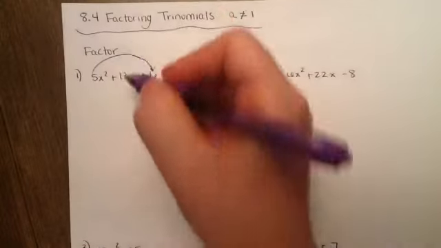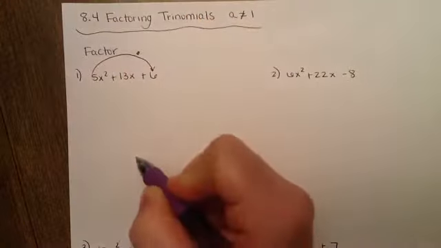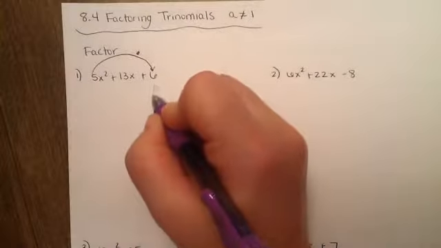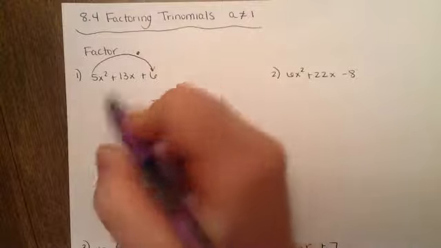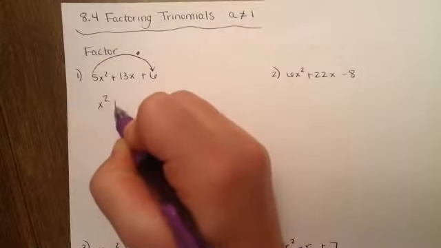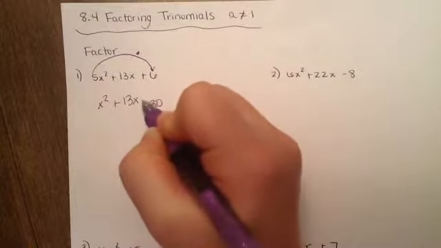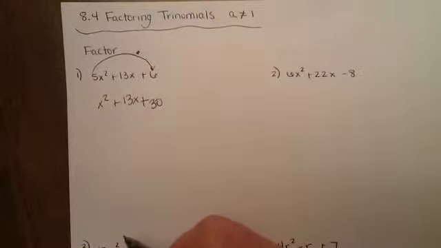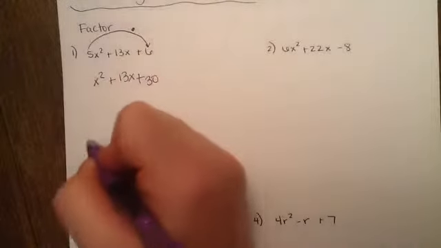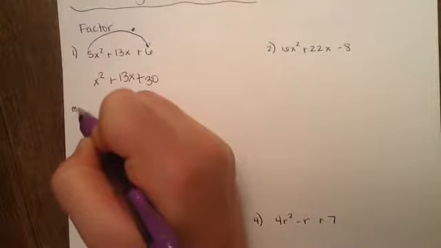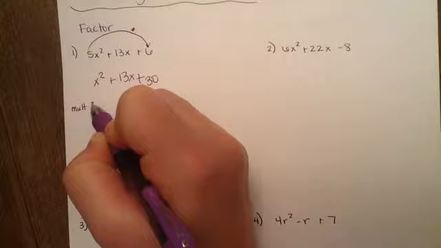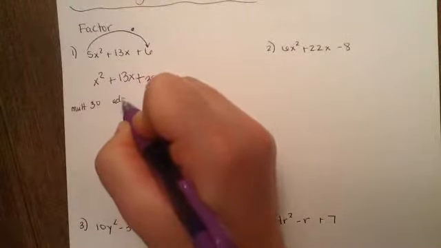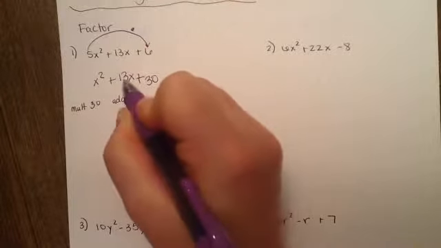When I send it to the back, I'm going to multiply. So I'm going to multiply this back term and get 5 times 6, or 30. So we'll have x squared plus 13x plus 30. This now looks like one that we had done before. So if I make my chart, I'm going to look at multiples to 30, that multiply to 30 and add to 13.